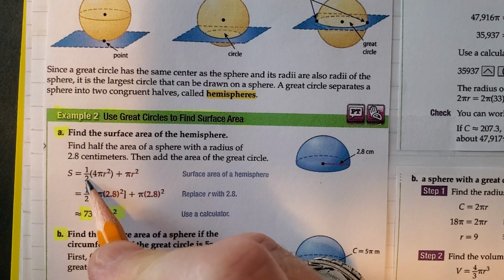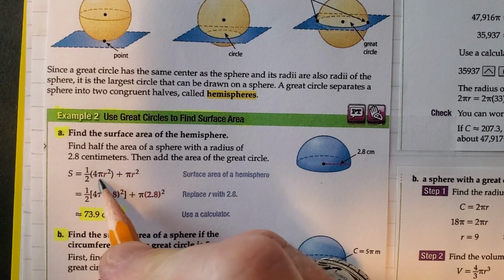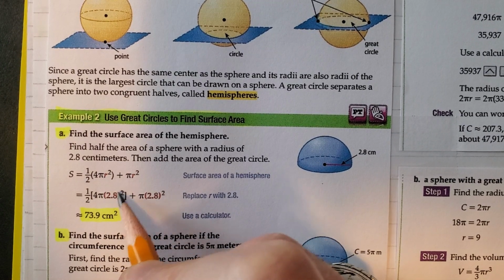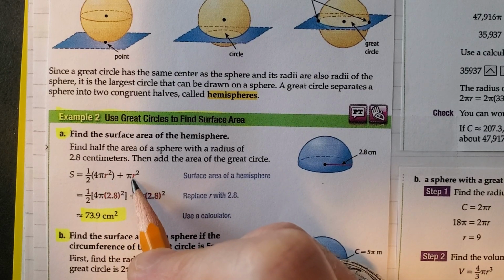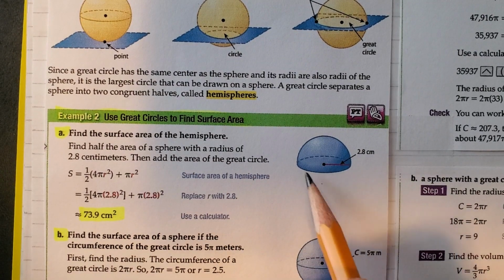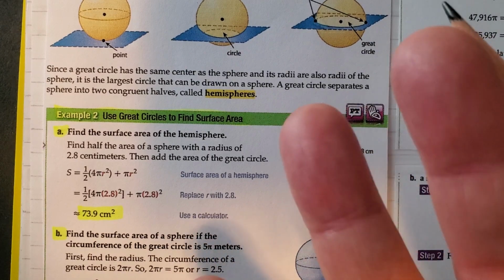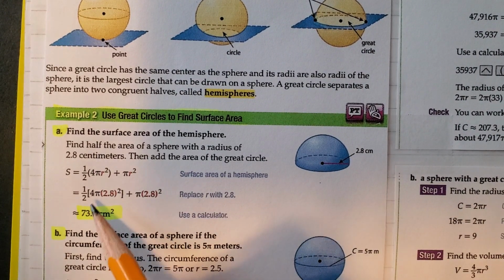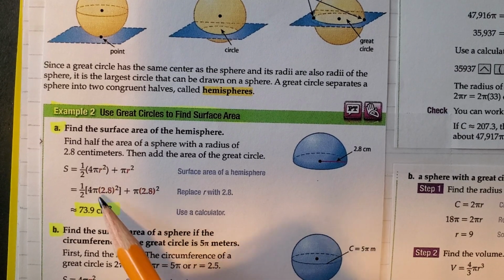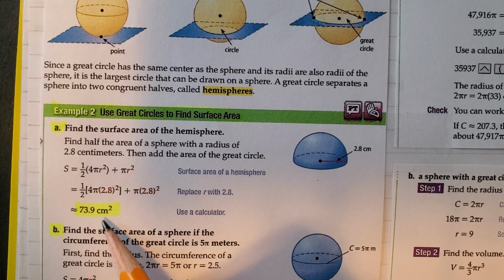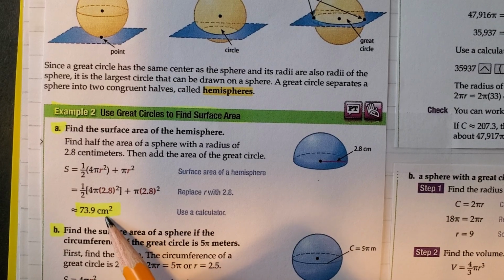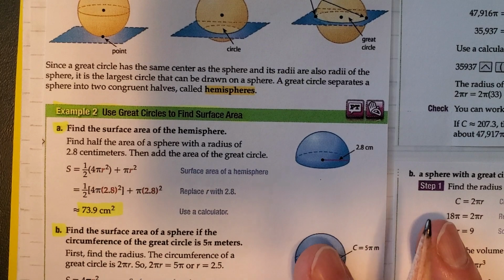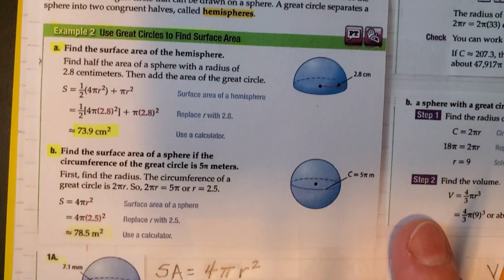So we're going to go 1/2 of 4 pi r squared, so half of the surface area with a radius of 2.8, plus we're going to add in pi r squared for the area of the great circle, the underneath part. When you put those two together, you get 73.9 square centimeters because you're dealing with surface area. Okay, and that's how you do that one. I think you have that one in one of your homework assignments.